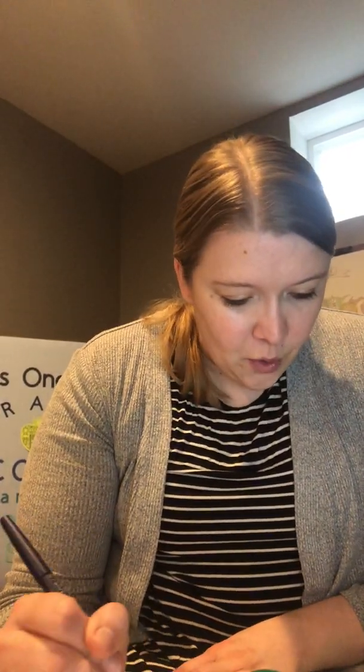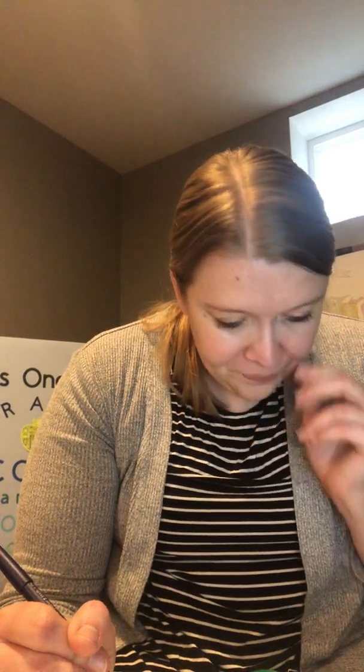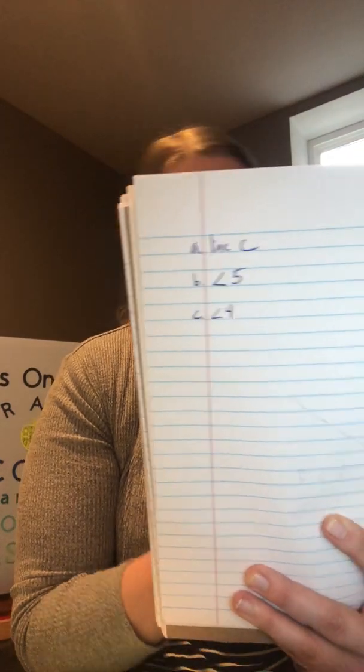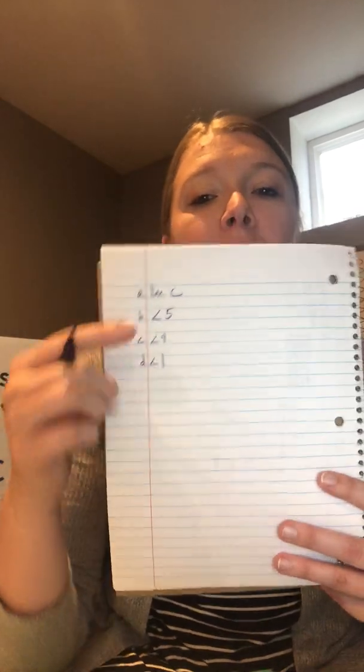Which angle corresponds to angle 8? So corresponds means it's in the exact same place, just on the other line, and that would be angle 4. Angle 4. And letter D, which angle is an alternate exterior angle to angle 7? So also on the outside, same measurement, that would be angle 1. And make sure you notice how I'm labeling, okay?